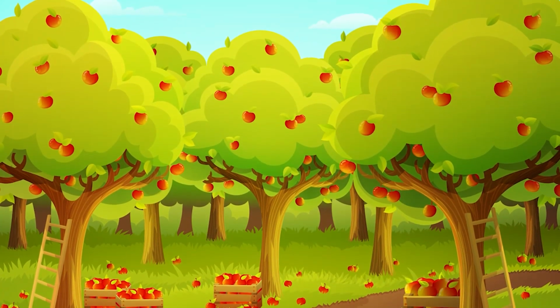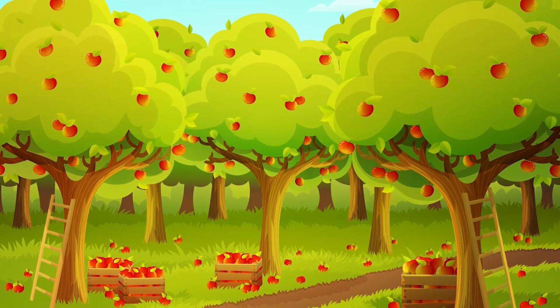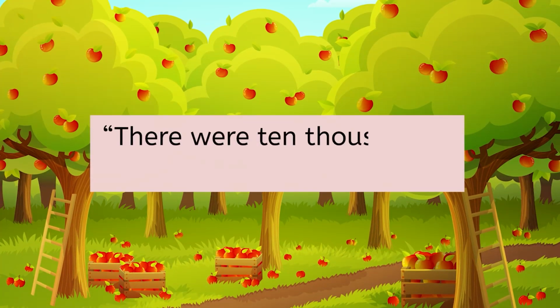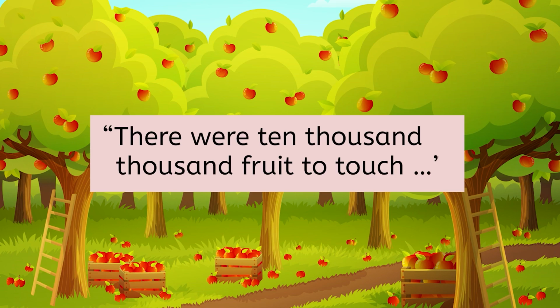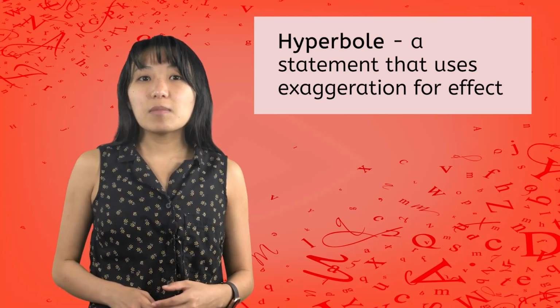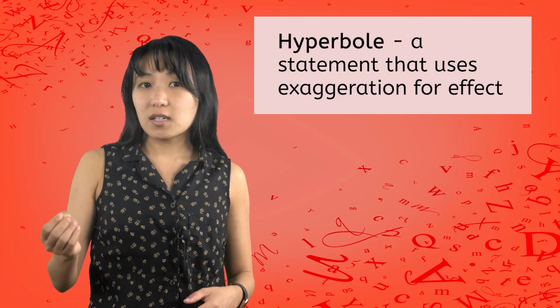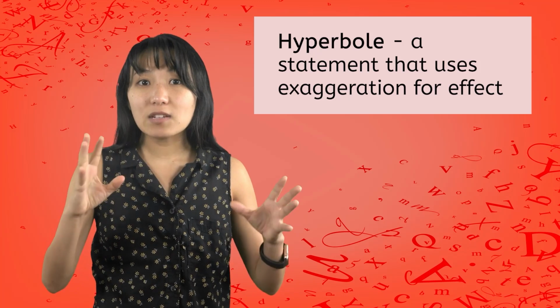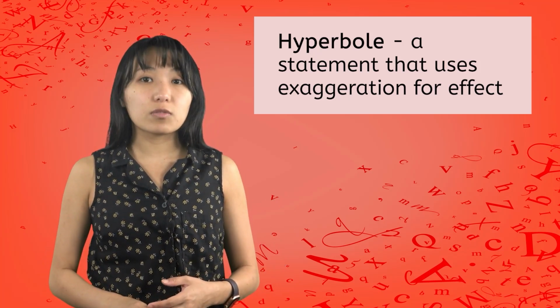Identify the literary device in the following line from the poem, After Apple Picking. "There were 10,000 fruit to touch." So, what do you think? If you're picking apples in, say, an apple orchard, do you think that it would be realistic to have 10,000 apples? How many even is 10,000? What type of literary device is this? This is a hyperbole, a statement that uses exaggeration for effect. Hyperboles grab our attention and magnify feelings or situations beyond their literal scale.